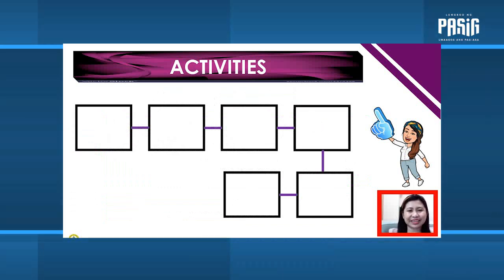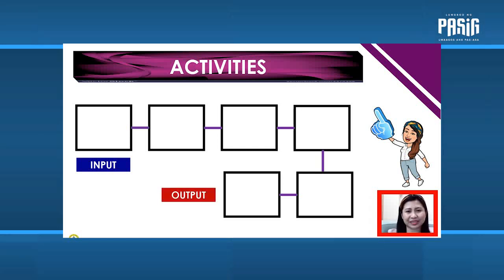And now for our second activity, let's see if you can make a block diagram. Prepare the following boxes and label the first one as input and the last box as output. I am going to tell you how a power supply works. All you have to do is to identify the components as to its proper order from input going to output.